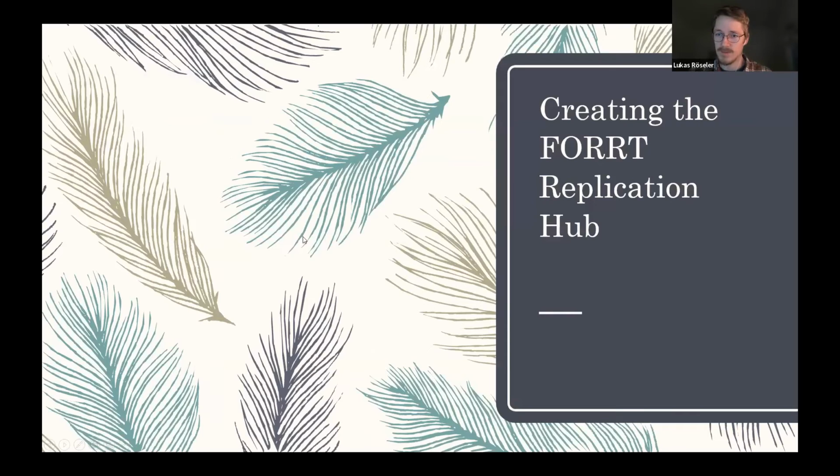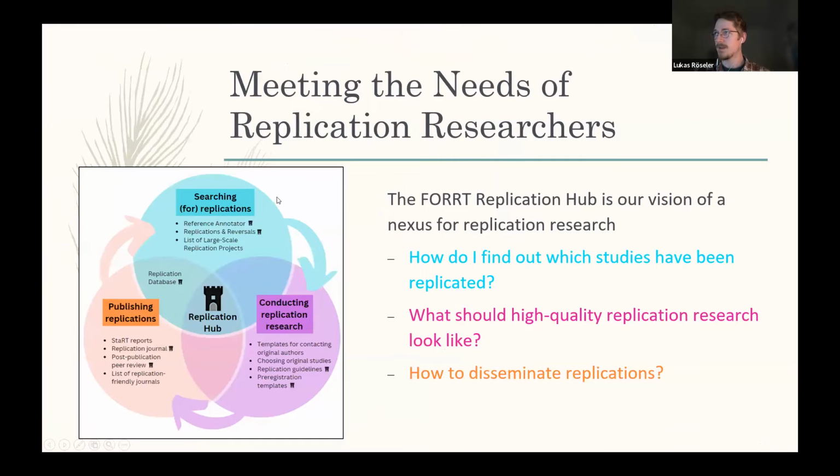So this is where the Replication Hub comes in. And as with most FORRT projects, this is a collaborative project with about 150 people from all different countries. And this would not have been possible without volunteers and collaborative efforts. So these are the needs of replication researchers that I already mentioned. And the Replication Hub revolves around these three needs that I just pointed out, and I'm going over.